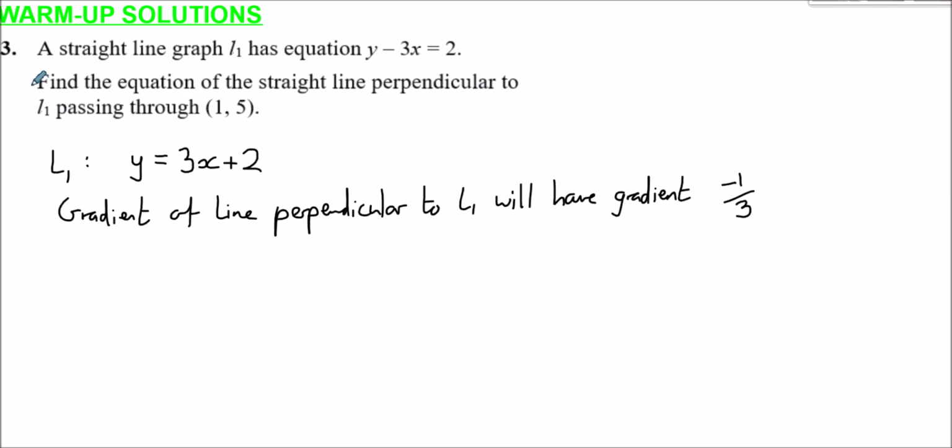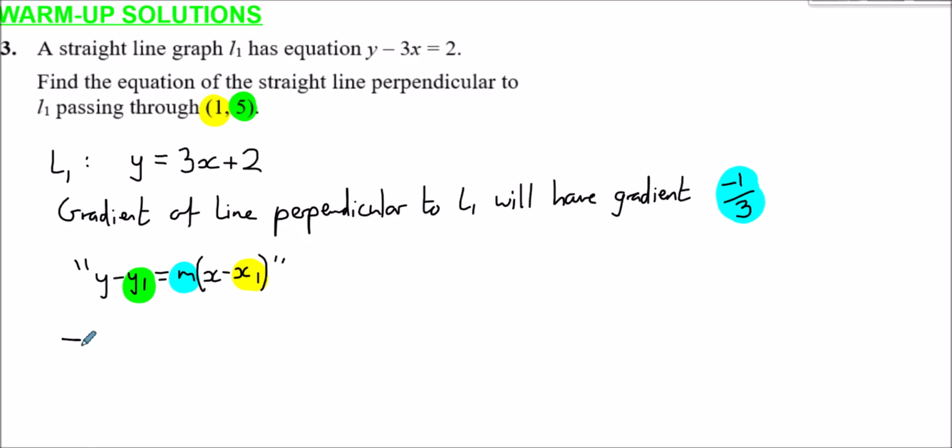And so now we can employ the equation of the line from question 2. So we can use y minus y1 equals m(x minus x1) applied to what we know about a point on this line. And so we know the equation of this line perpendicular to L1 passes through (1, 5). So it passes through where x is 1 and where y is 5. And so that's our known values of x and y, our x1 and y1. We've also worked out that the gradient of this perpendicular line will be minus a third. So the m value for this line we're trying to find is going to be minus 1/3.